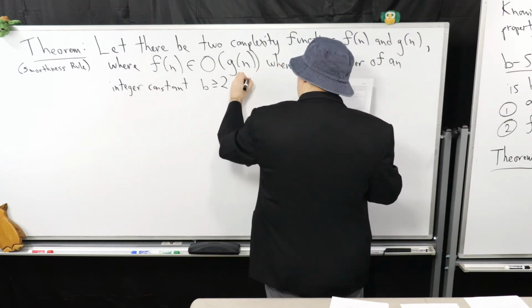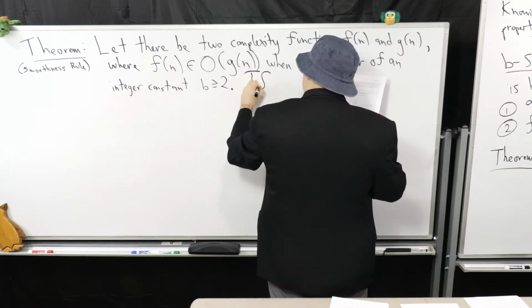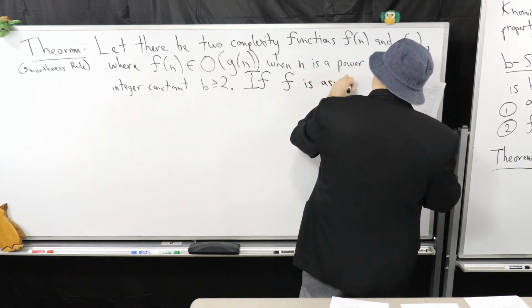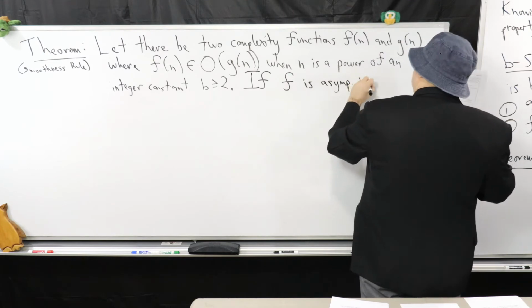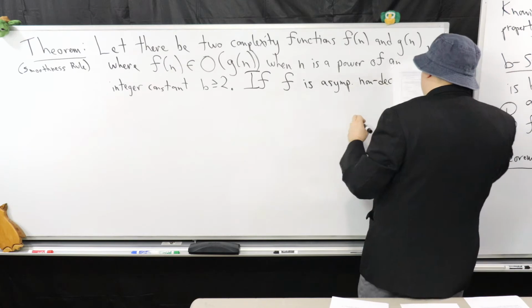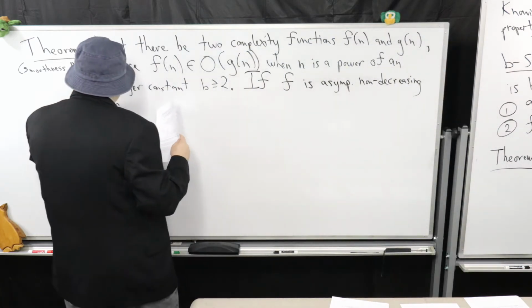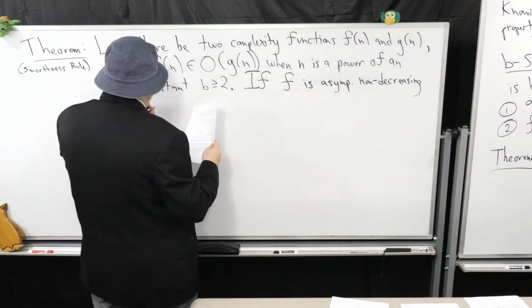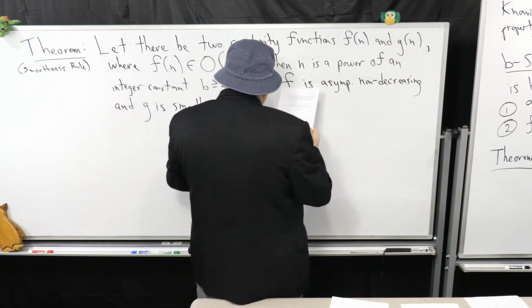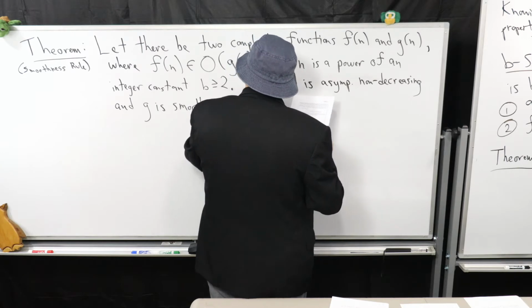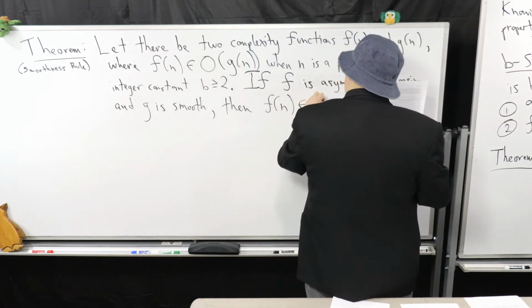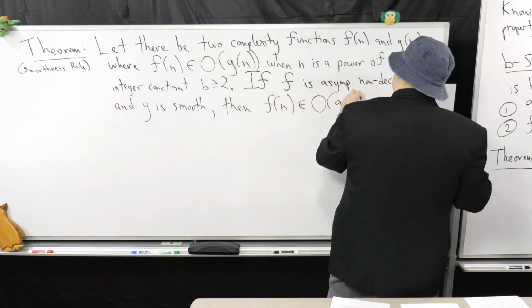So now here it is. This is all you have to do. If f is asymptotically non-decreasing, and g is smooth, then f is big O of g.